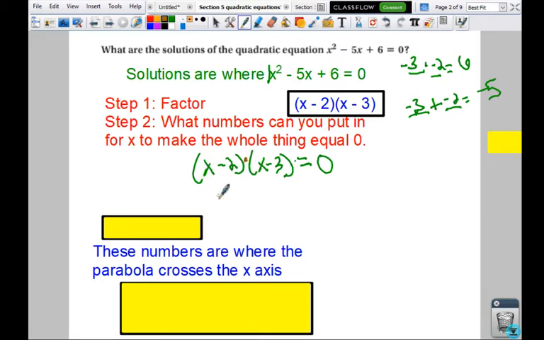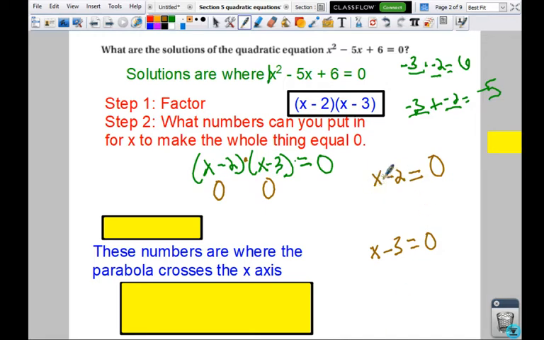So if I can make this first parenthesis 0, I don't care what my second parenthesis is. 0 times anything is 0. Same thing. If I can make my second parenthesis 0, I don't care what the first one is. 0 times anything is 0. So what I'm going to do is take each parenthesis separately and say, what can I plug in to make each of these 0 separately?